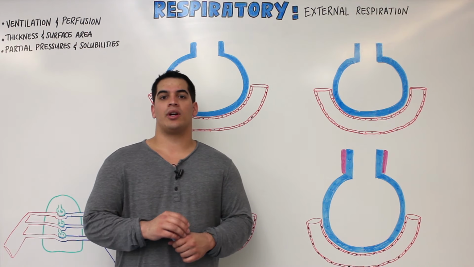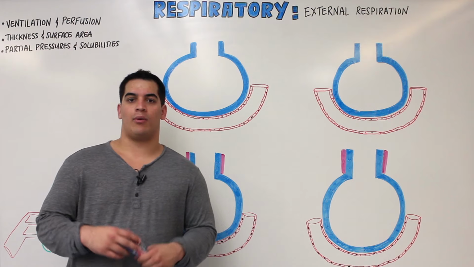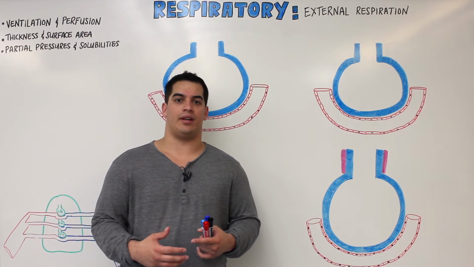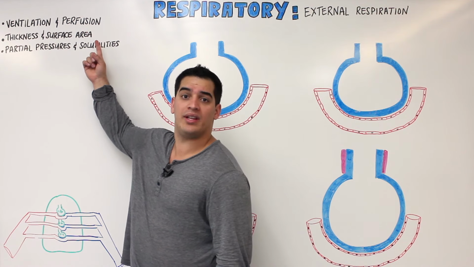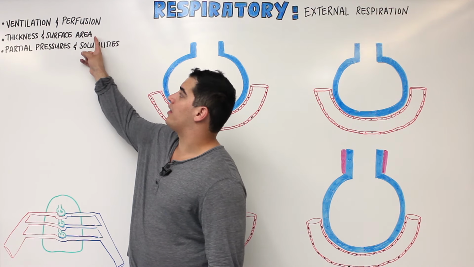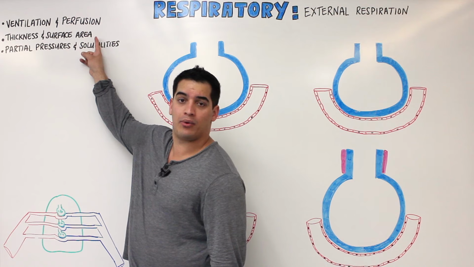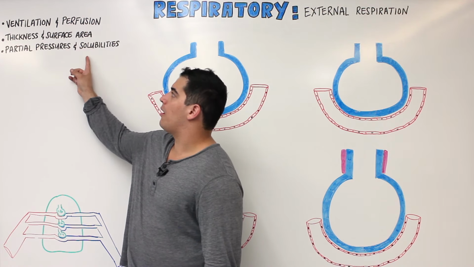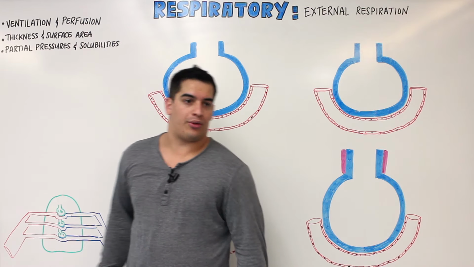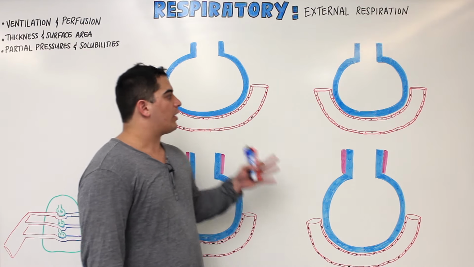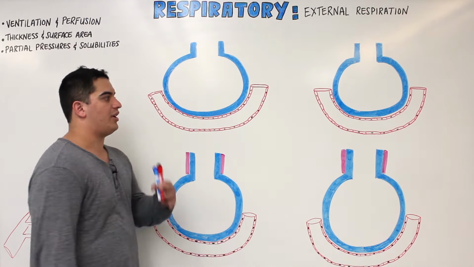All right, Ninja Nerds, in this video we're going to go over external respiration. Throughout a series of these videos, we're going to discuss specifically ventilation-perfusion. That's the topic of this video. In the next video we'll talk about thickness and surface area of the respiratory membrane. And in the last video we'll talk about partial pressure gradients and solubilities, which will be a big beast, but we'll get through them. So in this video we're going to specifically focus on ventilation and perfusion.